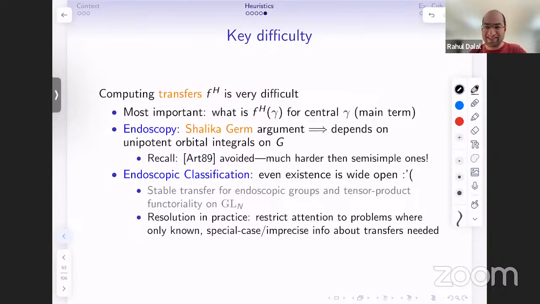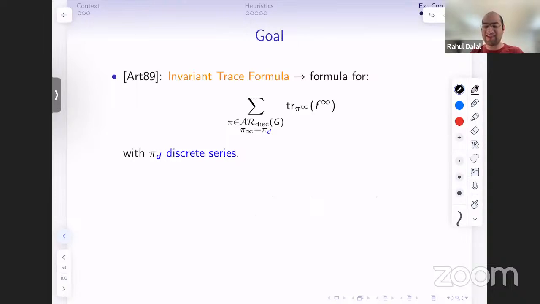Okay. Any more questions? Okay, so let's move on to our example calculation now. We're going to try to count automorphic representations with an arbitrary cohomological component at infinity.